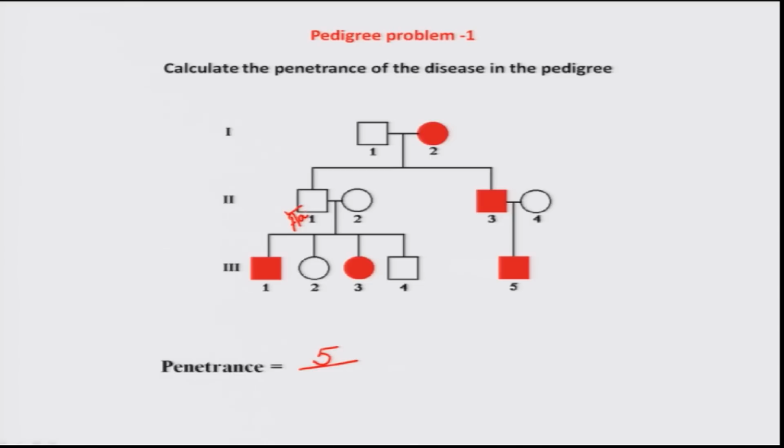So, this brings us to 6 individuals who have the genotype, but out of 6 only 5 are showing the disease. Now, if you divide 5 by 6 and multiply it by 100, this is the penetrance for the disease. So, this is how we calculate the penetrance of any particular disease. Now, let us look into the second problem.